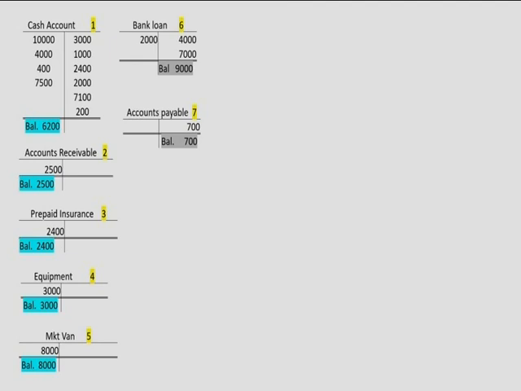Then we have accounts payable. Accounts payable is again a liability account. We have 700 as balance, credit balance. We have unearned revenue account where balance is 400. Again, this is credit balance.